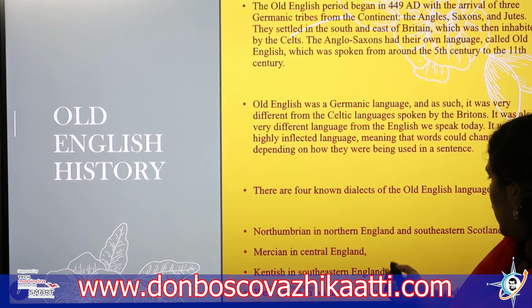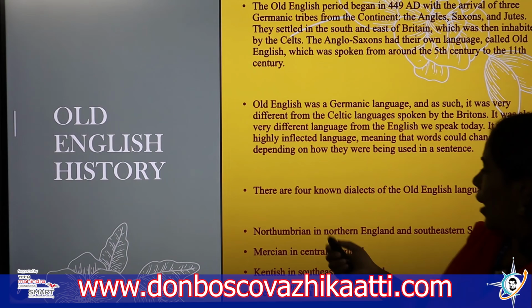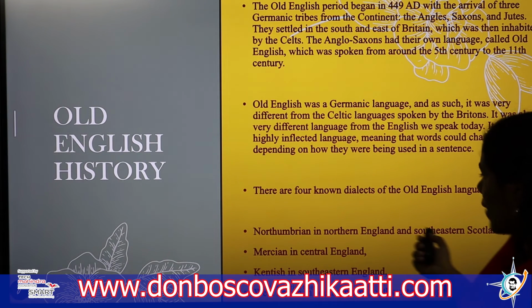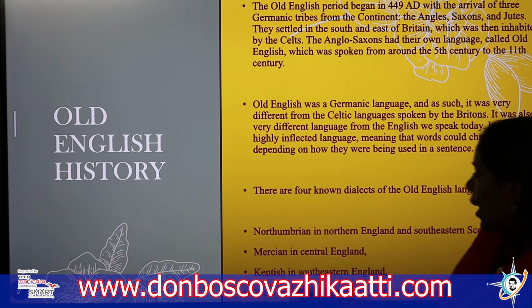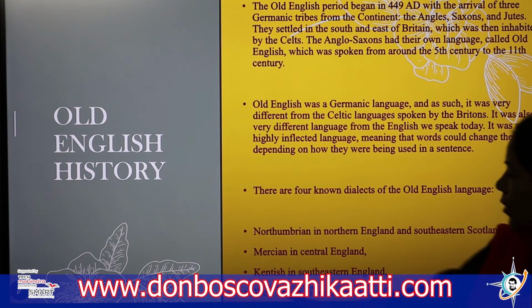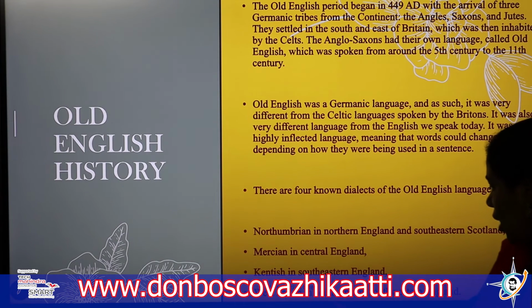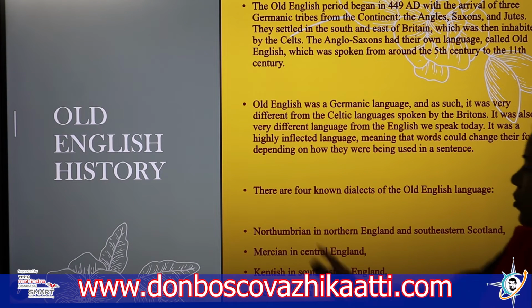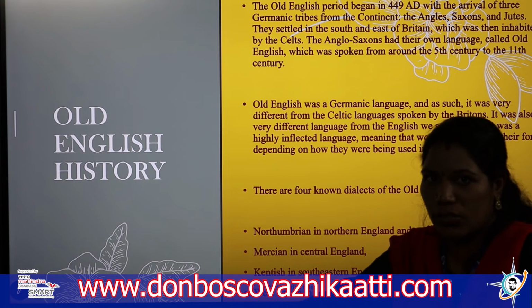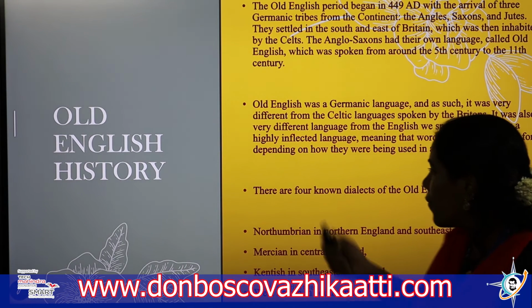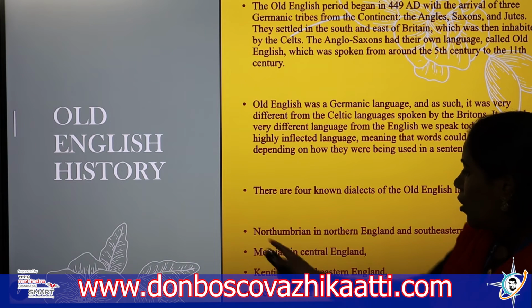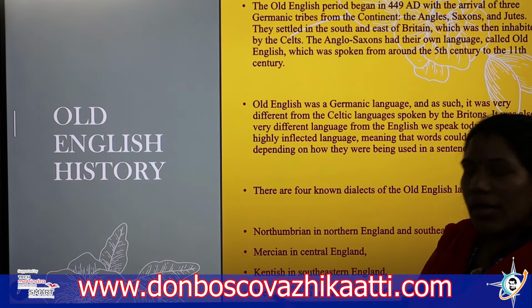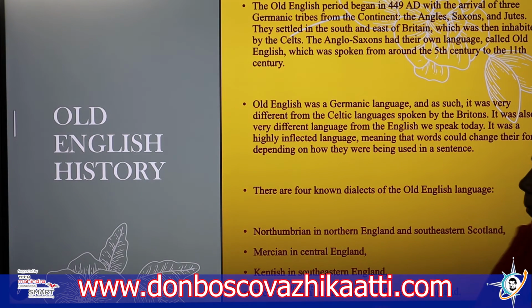Northumbrian in northern England and southwest Scotland. England and Scotland were all together in Old Britain. That's what is called the United Kingdom. And Mercian in central England, Kentish in southeastern England, and West Saxon in the south and southwestern England. So these are the different dialects in Old English: Northumbrian, Mercian, Kentish, and West Saxon.